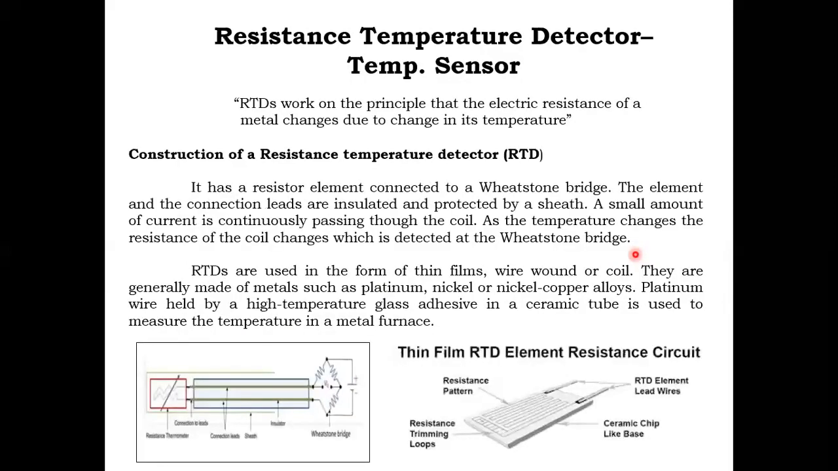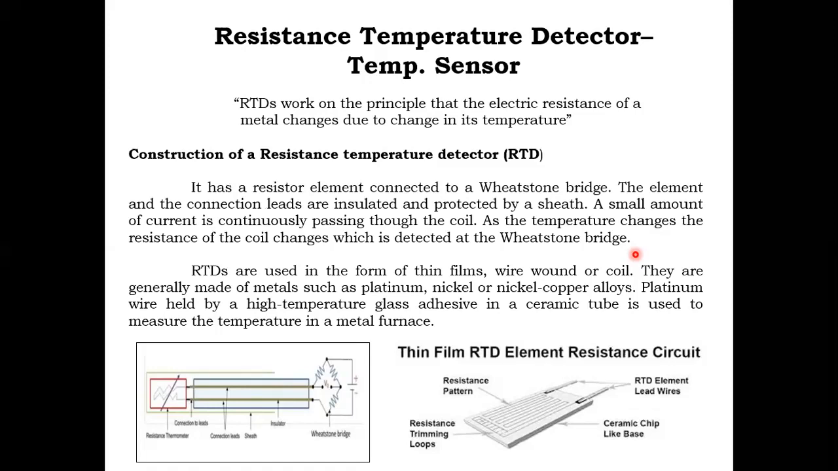The next one is the resistance temperature detector. That means when the temperature changes, the resistance will vary. RTD works on the principle that the electric resistance of a metal changes due to changes in its temperature. The construction of the RTD has a resistor element connected to a Wheatstone bridge. The element and the connection leads are insulated and protected by a shell.